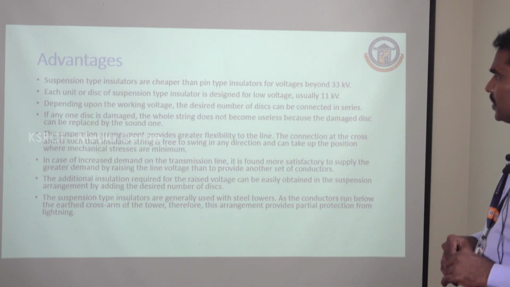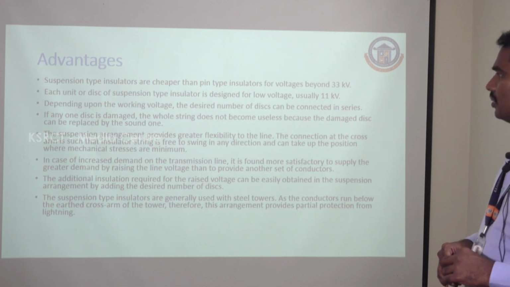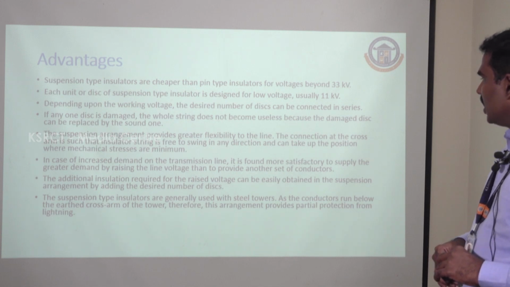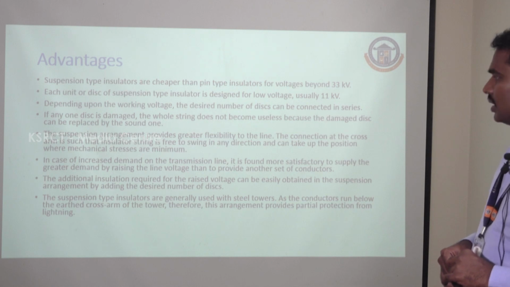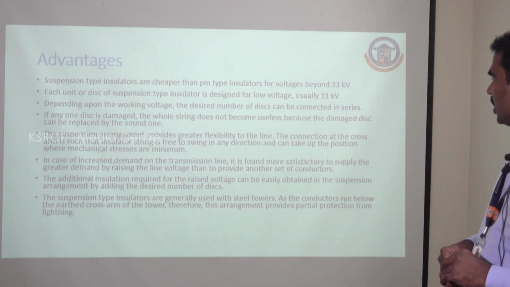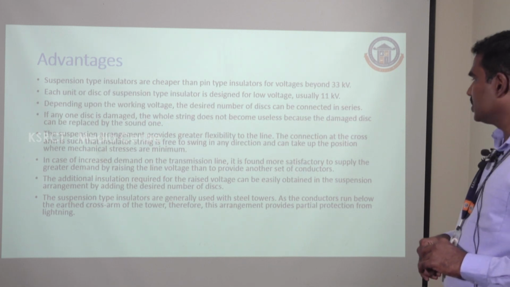Okay. The suspension arrangement provides greater flexibility to the line. The connection at the cross arm is such that the insulator string is free to swing in any direction and can take up the position where the mechanical stresses are minimum. In case of increased demand on the transmission line, it is found more satisfactory to supply the greater demand by raising the line voltages than to provide another set of conductors.